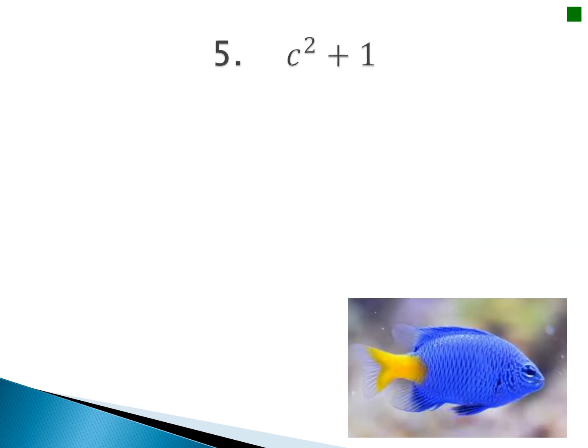Okay, c squared plus 1. Oh, look at that beautiful yellow tail. I'm sure some people know what these things are called. I don't. I call it a fish. I shall call this one Fiona the fish. There's our secret word. I named the fish Fiona.